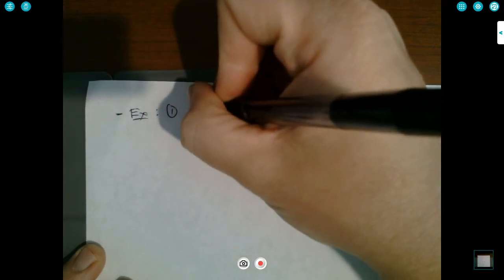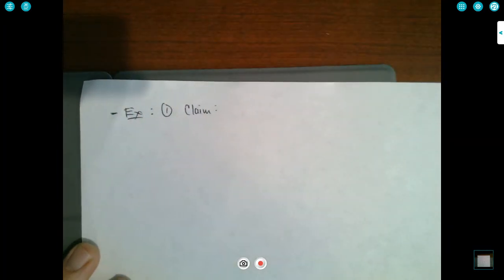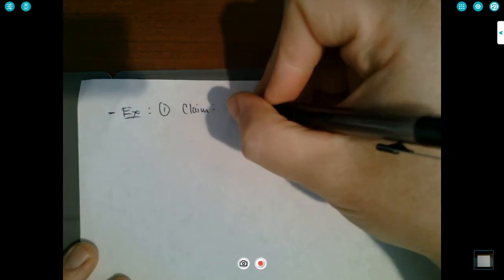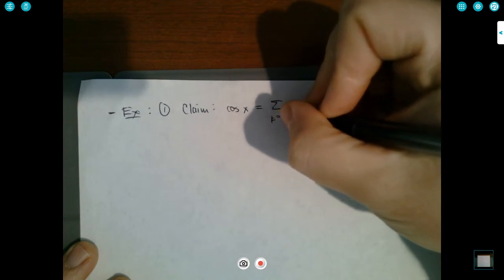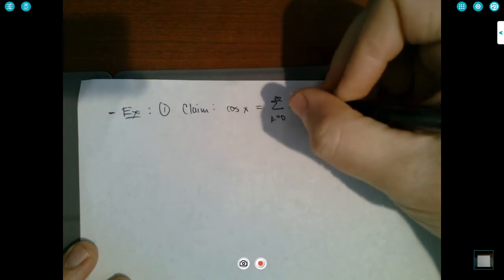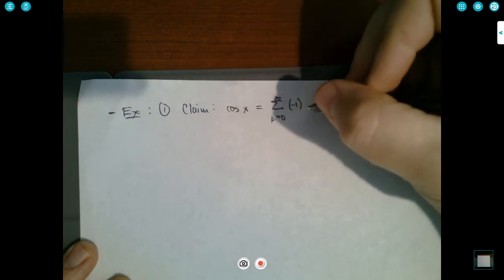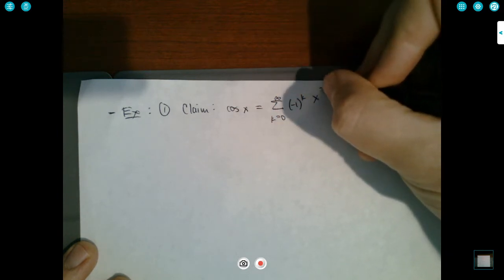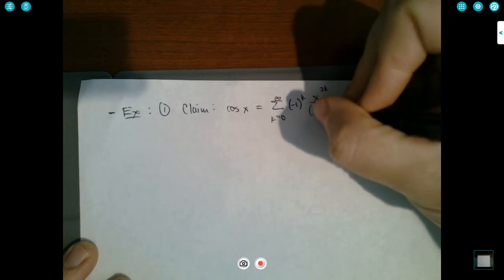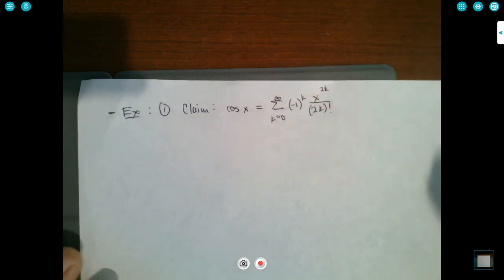And our claim is that cosine x equals the sum from k equals 0 to infinity of -1 to the k times x to the 2k over 2k factorial. Right? So that's the claim that we want to try to show.